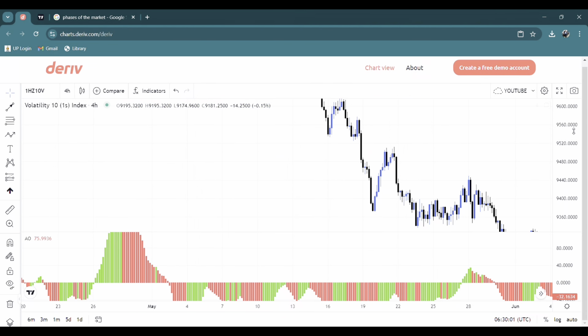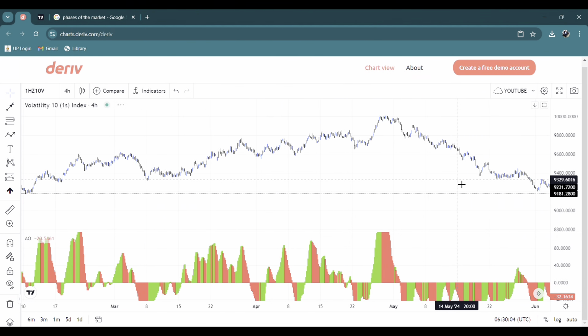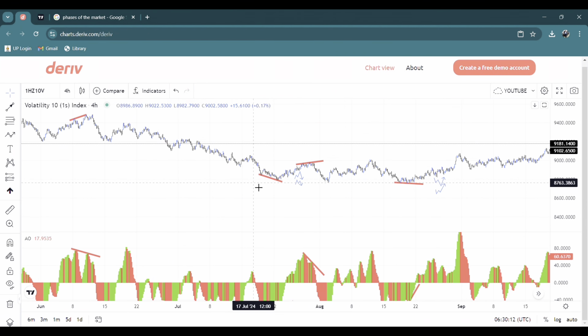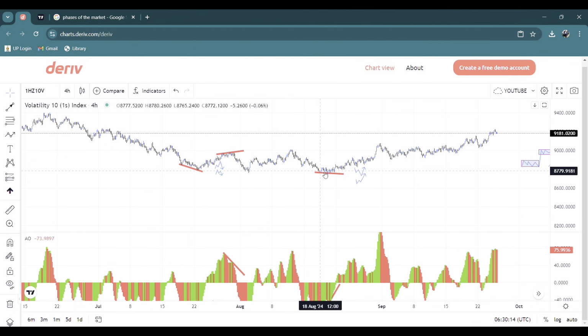So from these examples, you can clearly see that every time you get this situation, which is called a divergence, the market moves, starts a new trend. As you can see, it starts a new trend, a new trend.